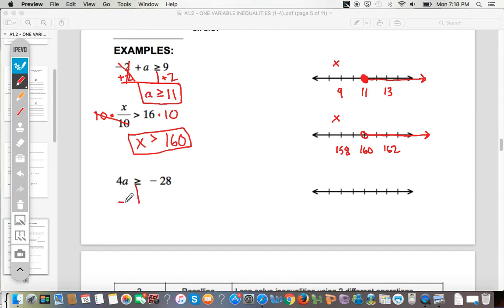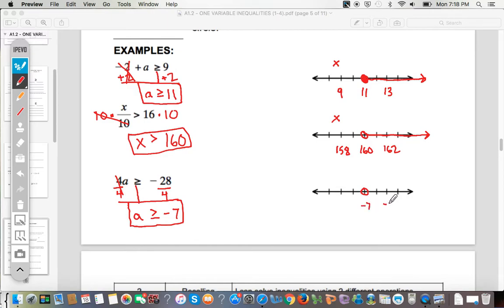Make my t. So 4 times a. That's what I'll do. So I'll divide by 4 on both sides. So I'm left with a is greater than or equal to negative 7. Awesome. So, I'll draw a little circle over here. Mark my points, negative 7.